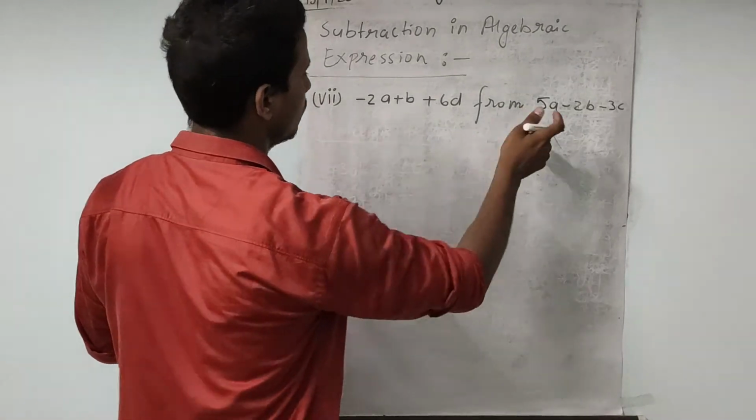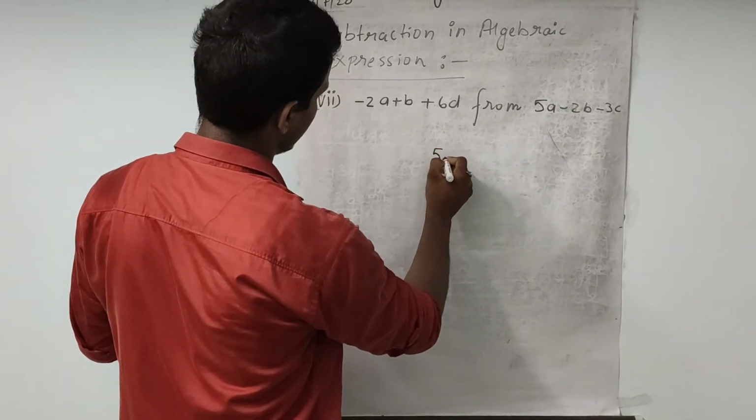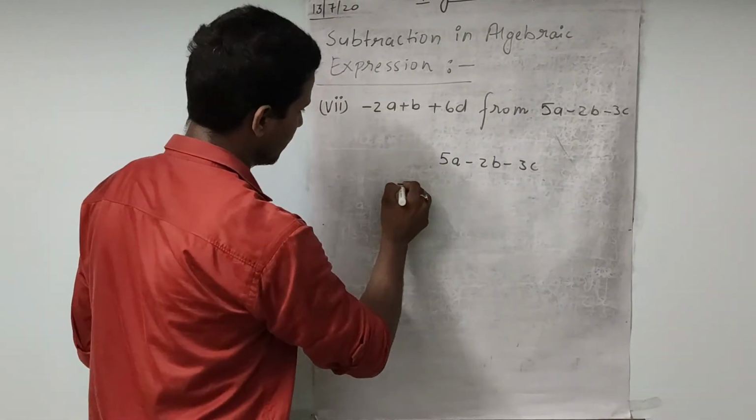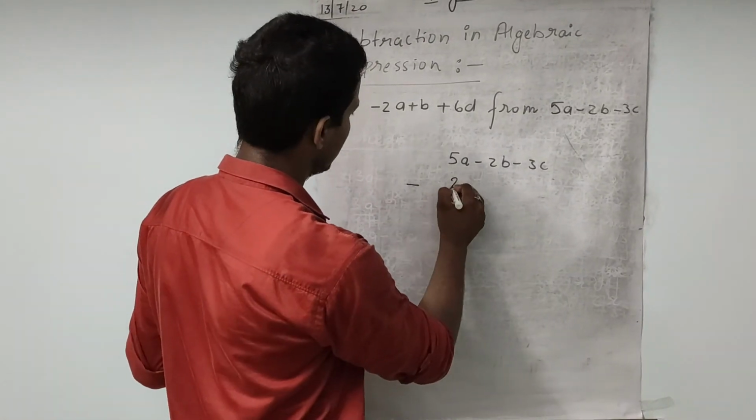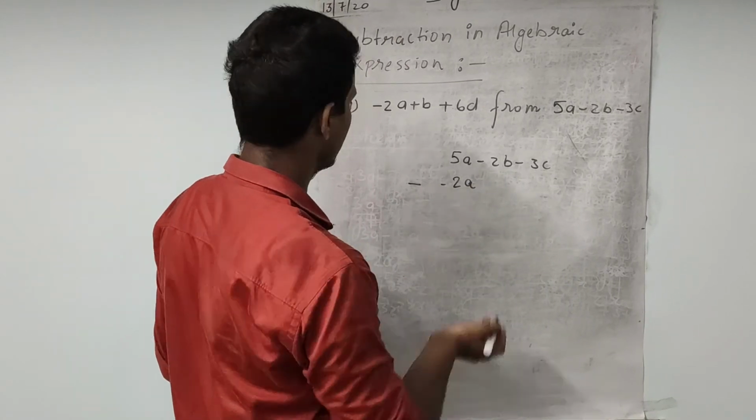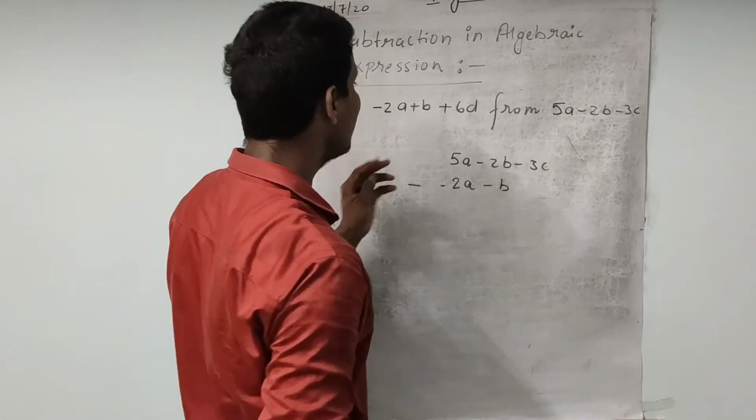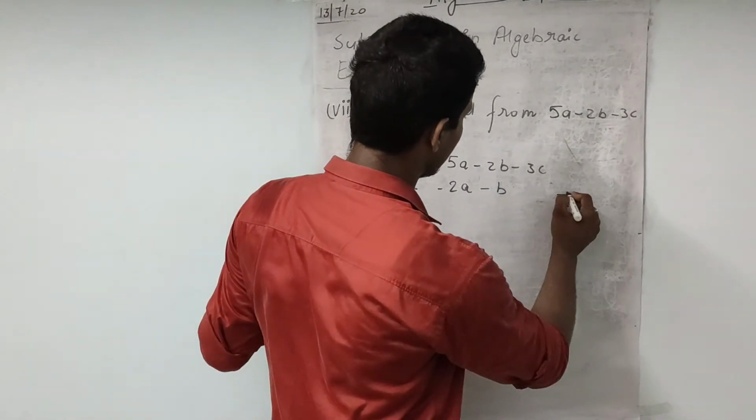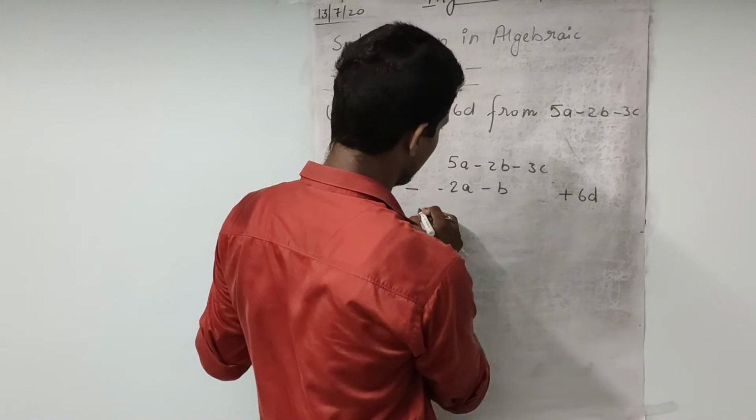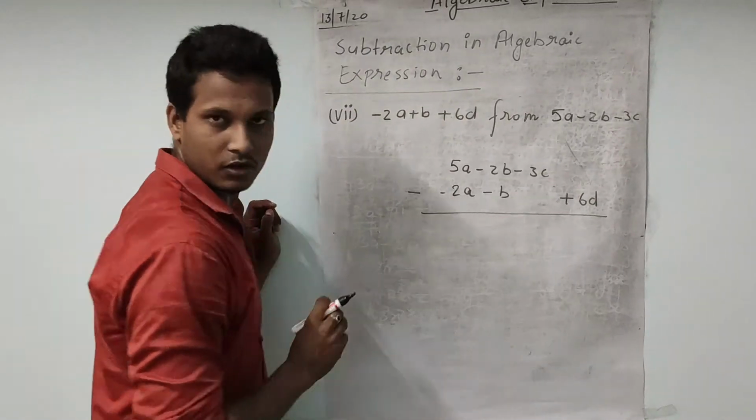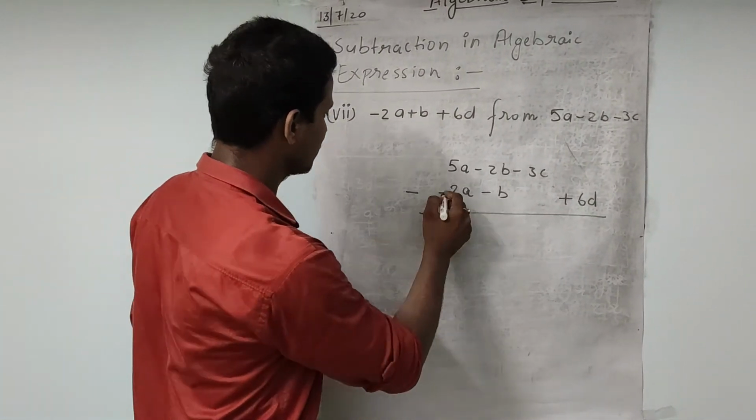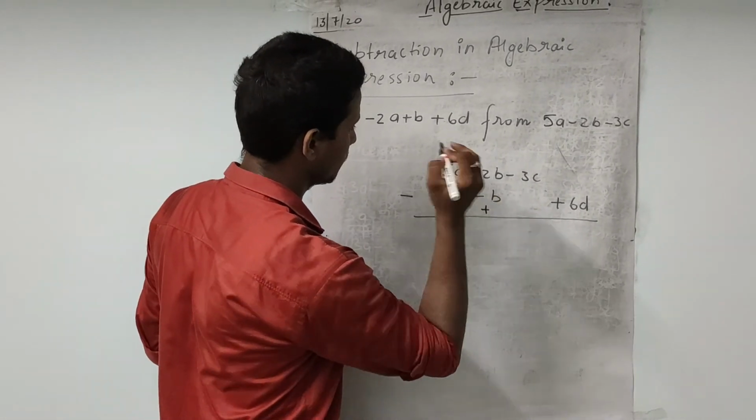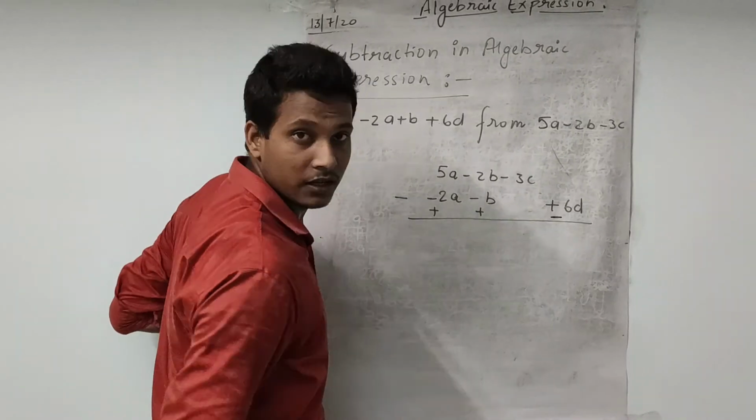Okay. Now what we are going to do in the column method, we will write the second value first, 5a minus 2b minus 3c. After that we need to subtract here, so we will put the subtract sign. Then below the like terms, minus 2a, plus b. The c term is not there, so we will put it blank. Then we will write the 6d term separately. Now we will put the sign conversion: positive becomes negative, negative becomes positive, positive becomes negative.